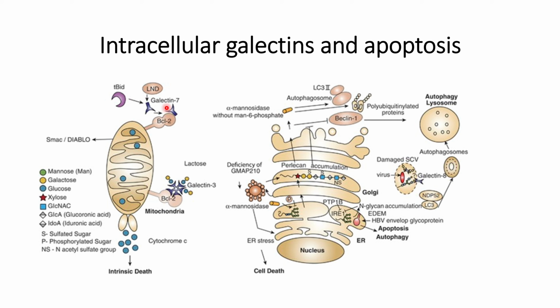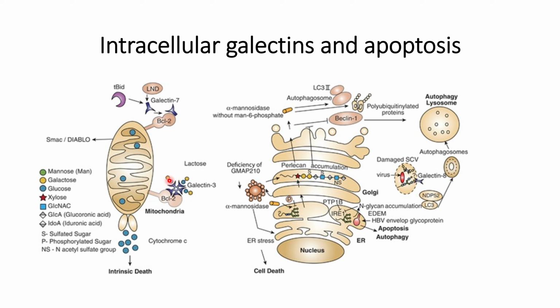In this case, both the intracellular galectin 7 and galectin 3 might trigger apoptosis. How they work is that whenever galectin 7 or galectin 3 enters the cytosol of the cells, it can interact with BCL2 and form a complex. Galectin 7 interacts with BCL2 with the help of LND and TBIT, whereas galectin 3 can directly interact with BCL2 with the help of lactose.